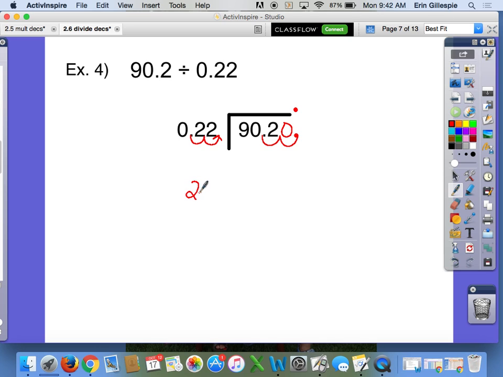Let's rewrite it so it looks neater. So that's really going to be 22 dividing into 9,020. Remember, put that decimal in, both in your dividend and in your quotient. Don't forget about it when you rewrite it.